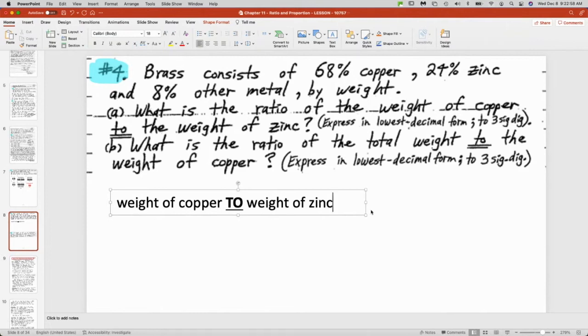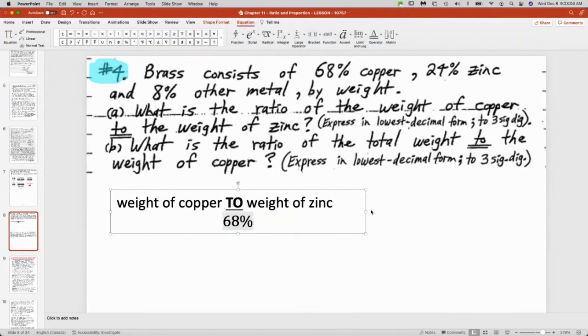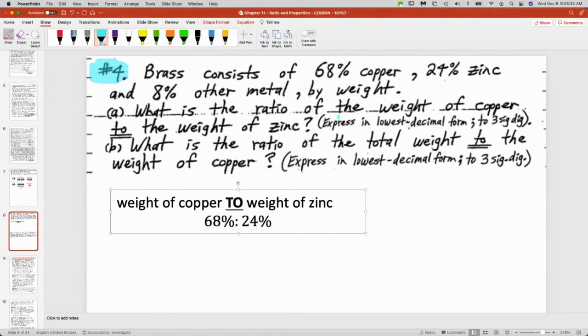So when we talk about copper and zinc, we can write down the following ratio: 68% to 24%. That's what you do. 68 to 24. And at this point, you can reduce this. I'll do this two ways, per the question. First, I'll reduce it to the exact ratio, and then I'll do what the question says, express in lowest decimal form. This is an alternative way of presenting ratios in general, and we'll talk about that in a secondary response here.